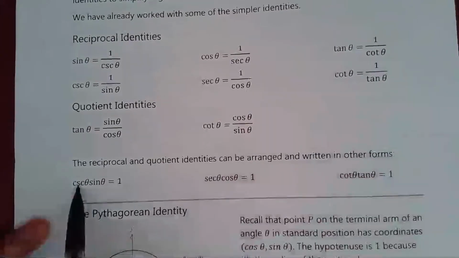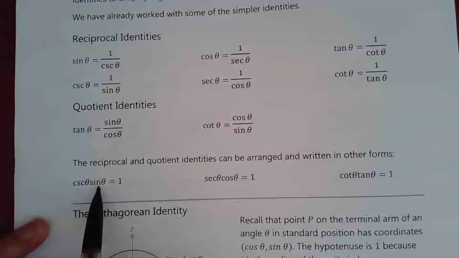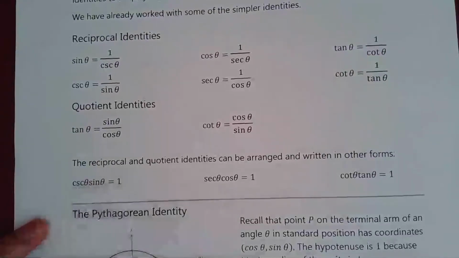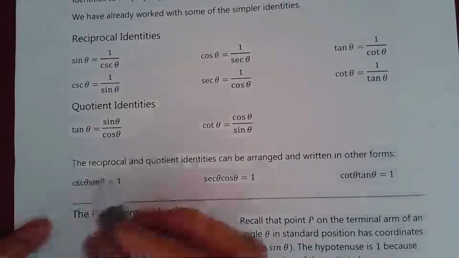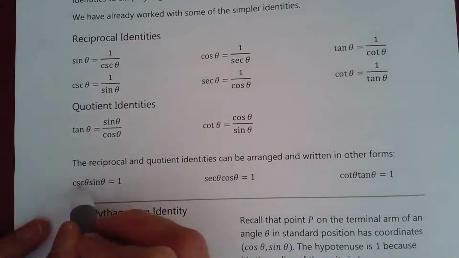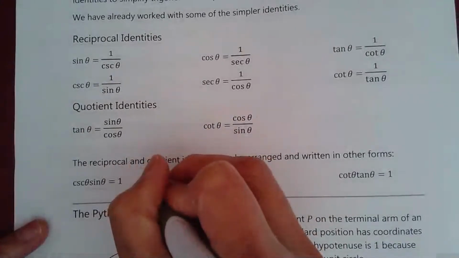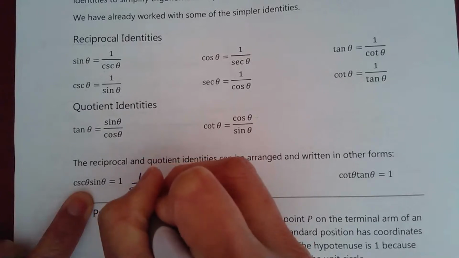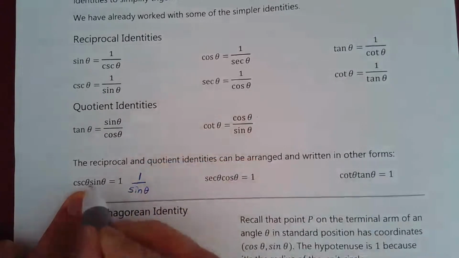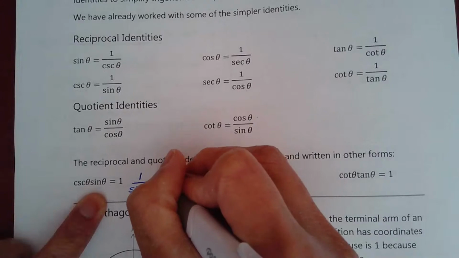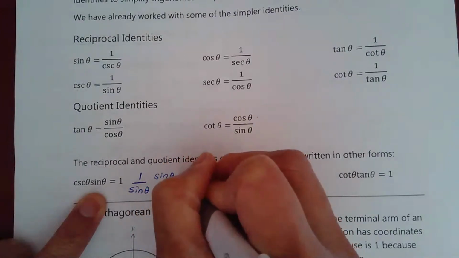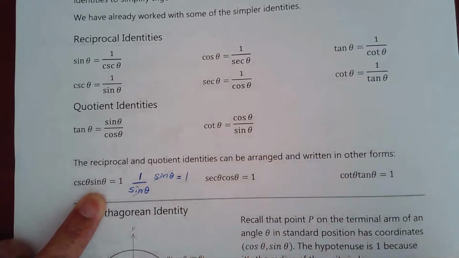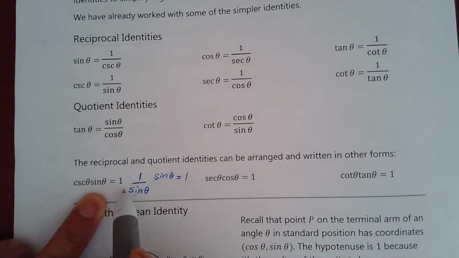Cosecant theta times sine theta is going to be equal to 1. Why is it equal to 1? Because we can rewrite cosecant theta as 1 over sine theta, and if we multiply it by sine theta, the sine theta and sine theta cancel each other out and we're left with 1. So that's why that is equal to 1.